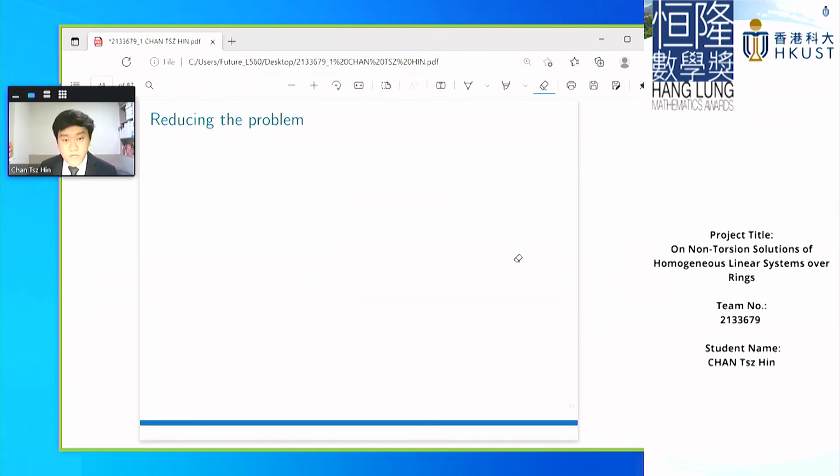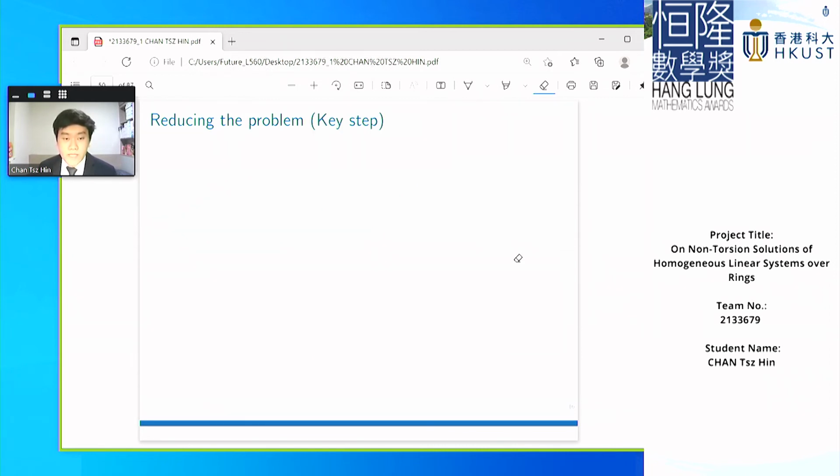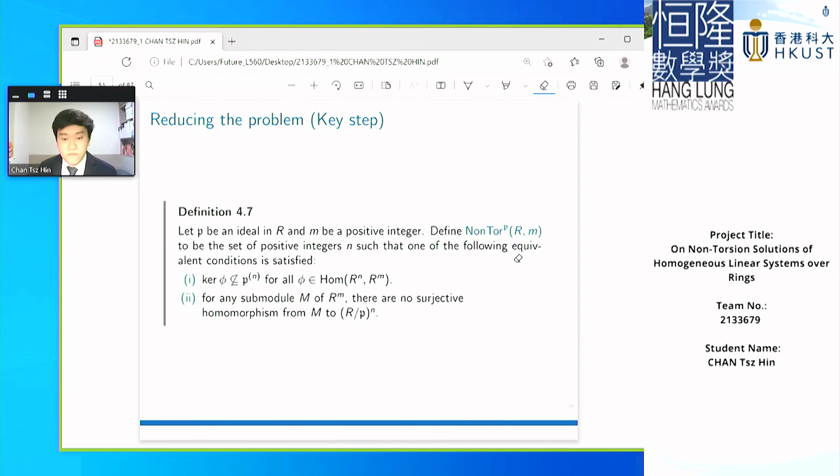To do that, we'll first have two correspondences, which are shown here. The first one is a standard correspondence, and the second one is a correspondence between module homomorphisms and surjective maps from M, which is a submodule of R^m, to the product of R mod Pi, where the Pi are the maximal associated primes of R. And the key step in reducing the problem is the following definition.